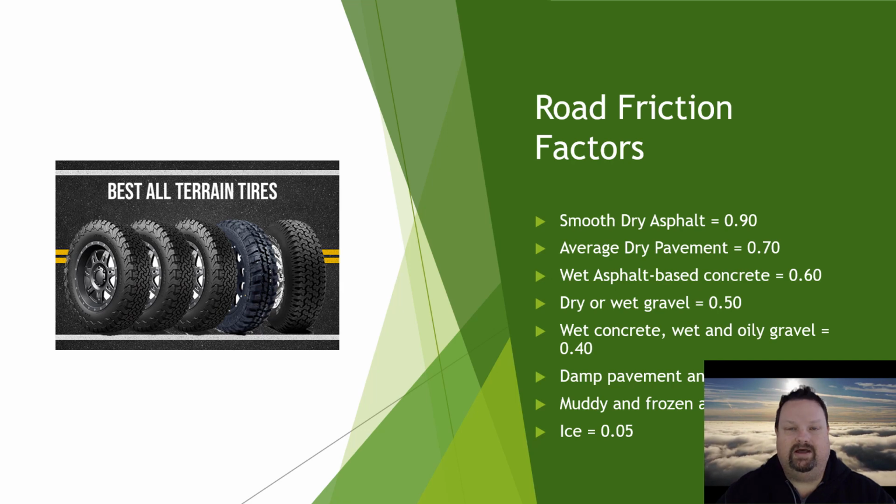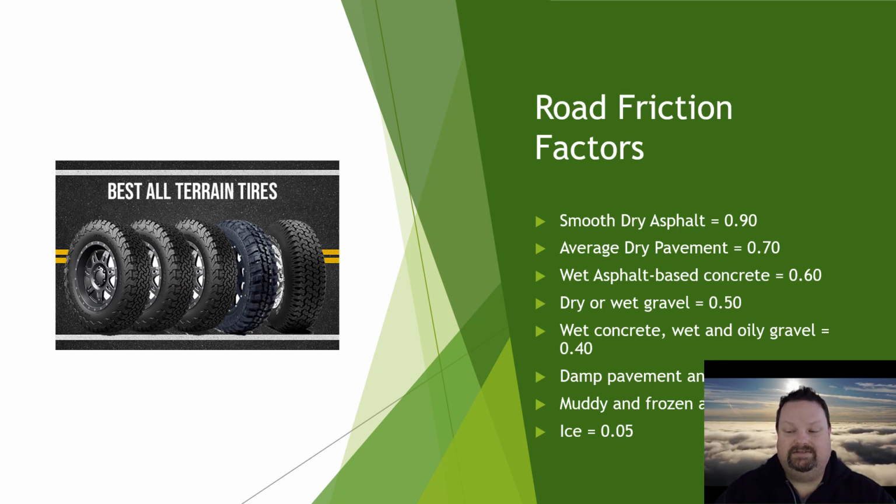You're looking at a 0.9, right? That's pretty good. Average drive pavement, which you find on city streets, 0.7, not too bad. Wet asphalt-based concrete, on, again, freeways, you're looking at 0.6. Dry or wet gravel, okay, you may find that in a little bit more rural areas or even small towns, or maybe even some suburban roads. They'll use gravel portion for their road, and you're looking at a 0.5. Okay, wet concrete, wet and oily gravel, looking at 0.4.